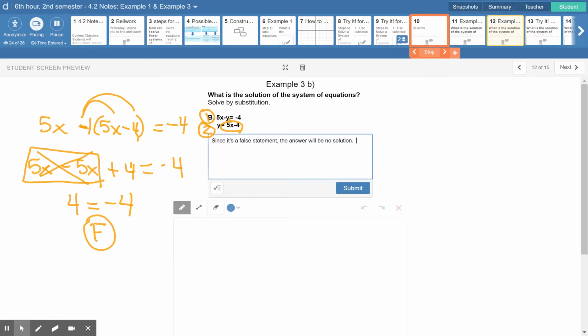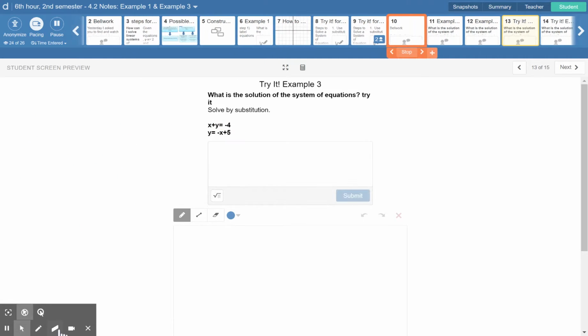Now I'm going to record the try-its as well, and the exit ticket that was associated with this you will be doing on your own or during learning lab time. So here in the try-it example 3, it looks like the x and y are isolated in equation number 1, but you have to be careful. If we were to actually box up x plus y equals -4, they're together, so that would not be isolated.